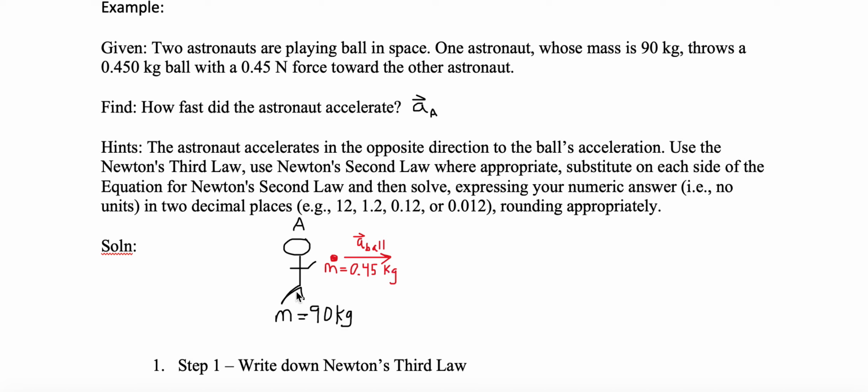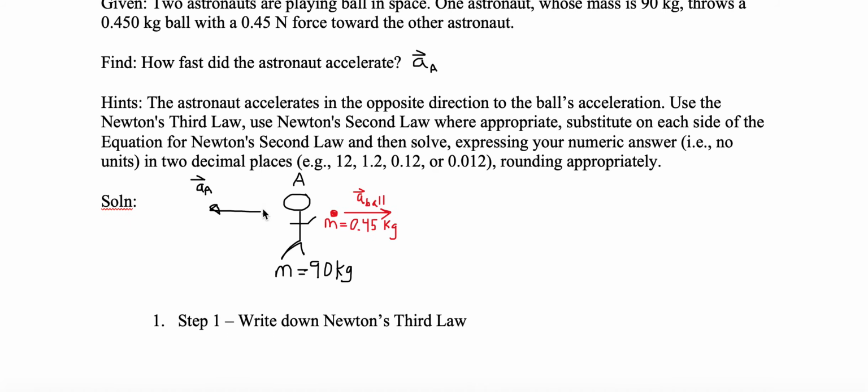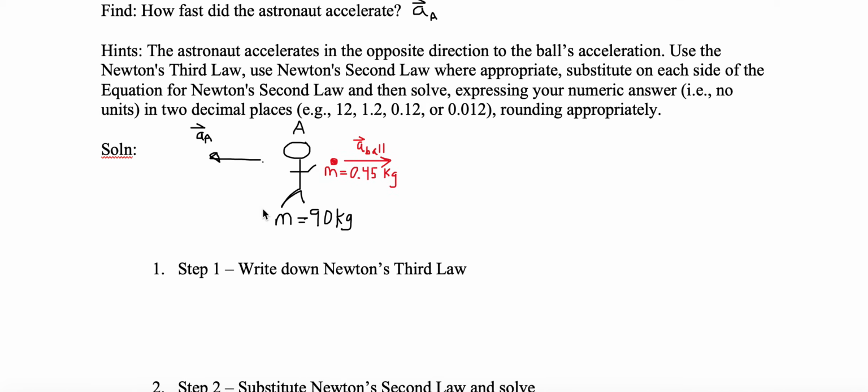We have our astronaut labeled capital A. The astronaut is throwing a ball of mass 0.45 kilograms to the right. And so we have the acceleration of the ball written in red. Now when the astronaut throws the ball to the right, the astronaut is going to respond by accelerating in the opposite direction. So we need to put an acceleration here of the astronaut in the opposite direction. And we're going to give it a little vector symbol because I can't bold it. A vector symbol means that we just need to give it a direction. So let's start solving this problem.